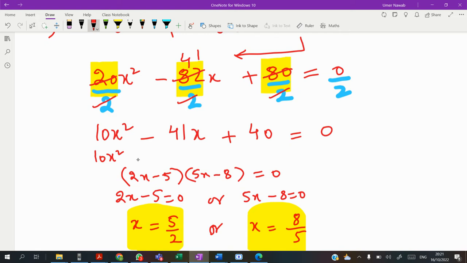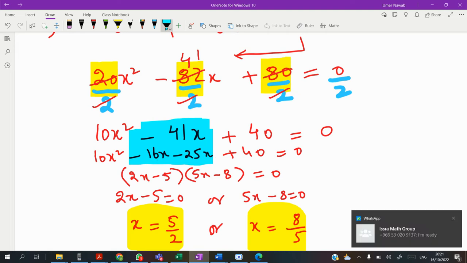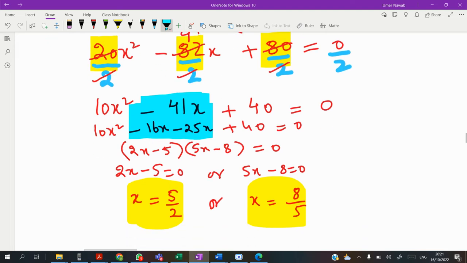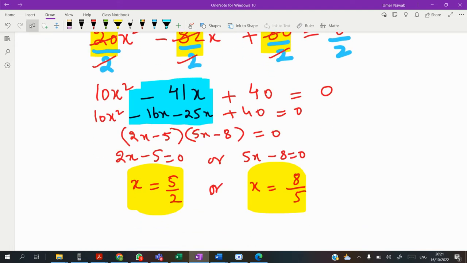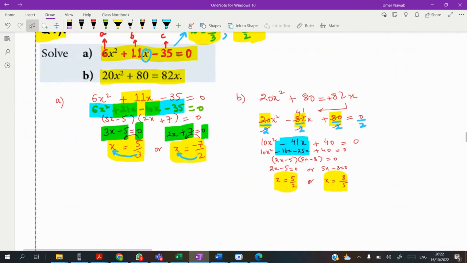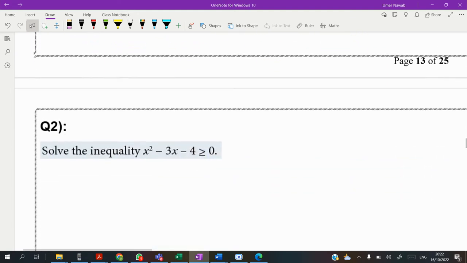10x squared minus 16x minus 25x plus 40. So in fact, what did you do? You split minus 41x into two terms, minus 16x and minus 25x, and after that you applied the factorization technique. So these are the two questions which I have solved, which show how we can solve any quadratic equation.